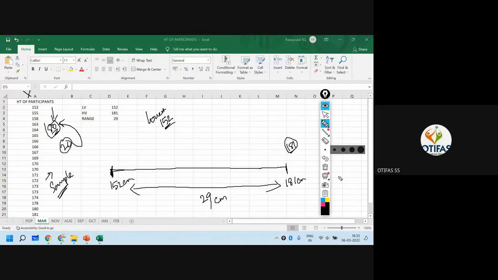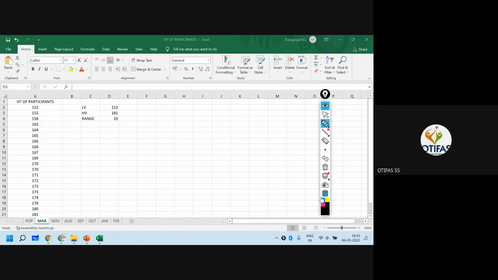Okay. Now comes the next statistical thing. You know mean? What is mean? How do you find out mean? What is average? Total number of observations. Mean is the summation of all values divided by the total number of observations. We can call it average.